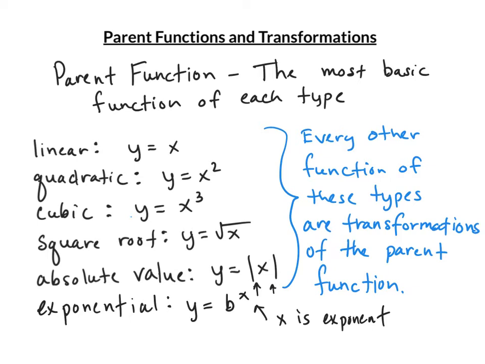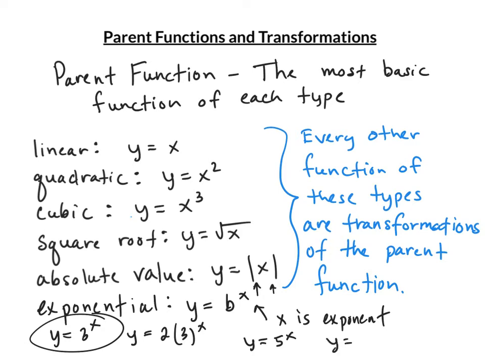That's because there's a lot of different exponential parent functions. For example, you could have y equal 3 to the x, in which case the parent function is y equal 3 to the x. And if I said y equal 2 times 3 to the x, then the parent function is still y equal 3 to the x. But I could have another parent function of y equal 5 to the x, or y equal 7 to the x. So there's a lot of different parent functions for exponential, but we're talking about the most basic type of each function.